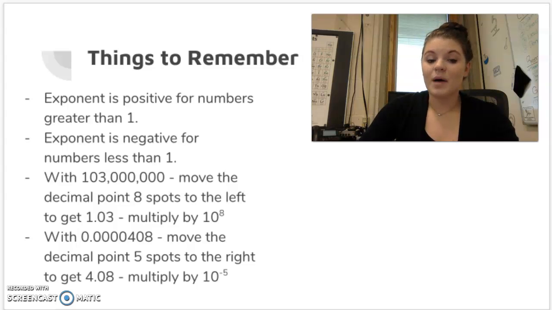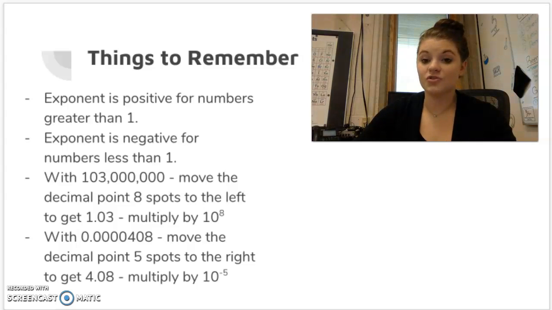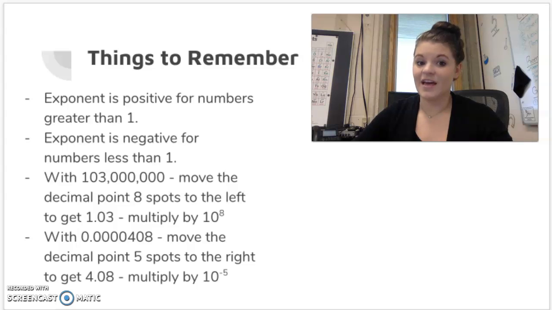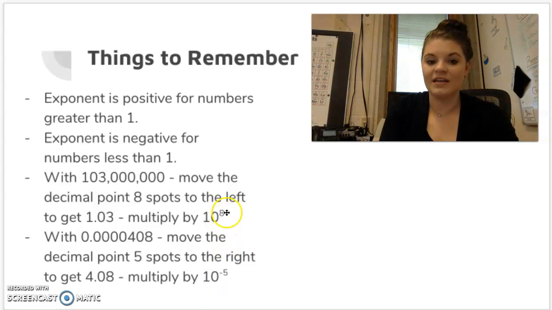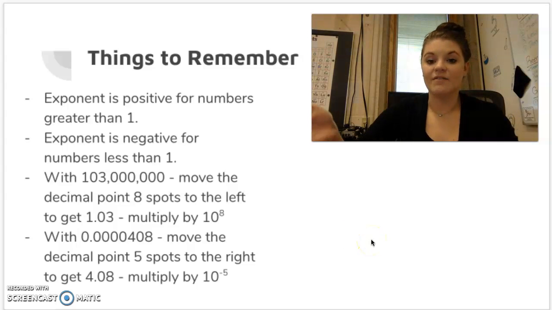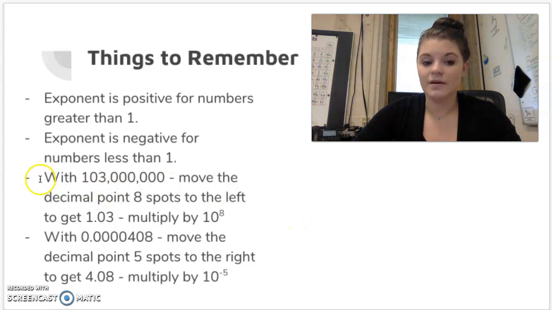The exponent is positive for numbers greater than 1. So if we have a bunch of trailing zeros and it is greater than 1, okay, the exponent, so the number right here, is positive. Okay, the exponent is negative for numbers less than 1. So the numbers that have a bunch of leading zeros that are insignificant, those are less than 1. The exponents are negative.